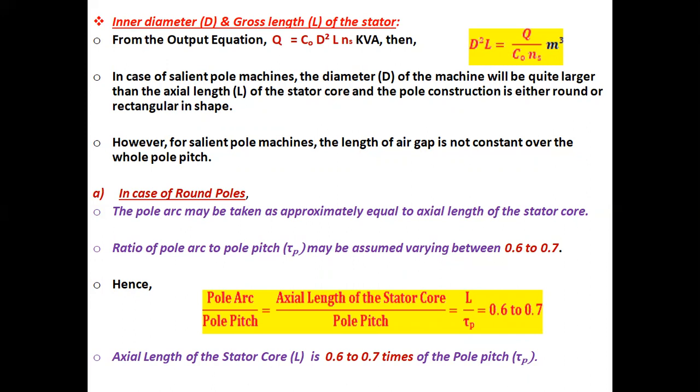In case of round poles, the pole arc may be taken as approximately equal to the axial length of the stator core. The ratio of pole arc to pole pitch may be assumed to vary between 0.6 to 0.7. Hence, pole arc by pole pitch is equal to the axial length of the stator core divided by pole pitch, that is L by tau p is equal to 0.6 to 0.7. The axial length of the stator core is 0.6 to 0.7 times the pole pitch.